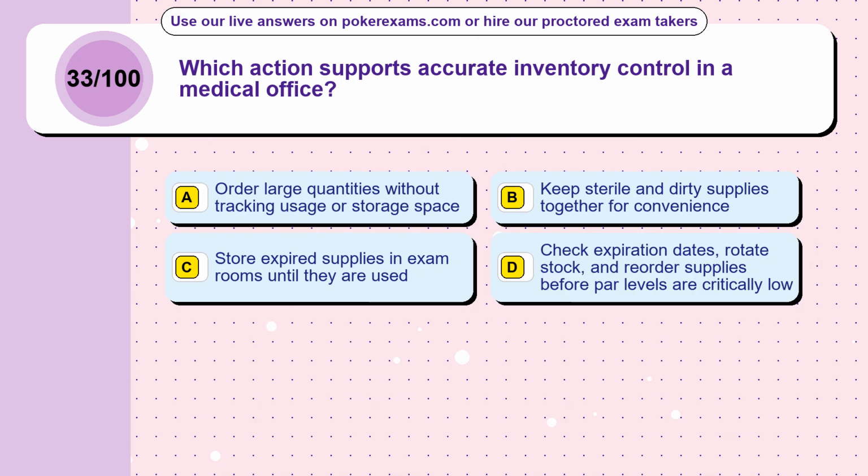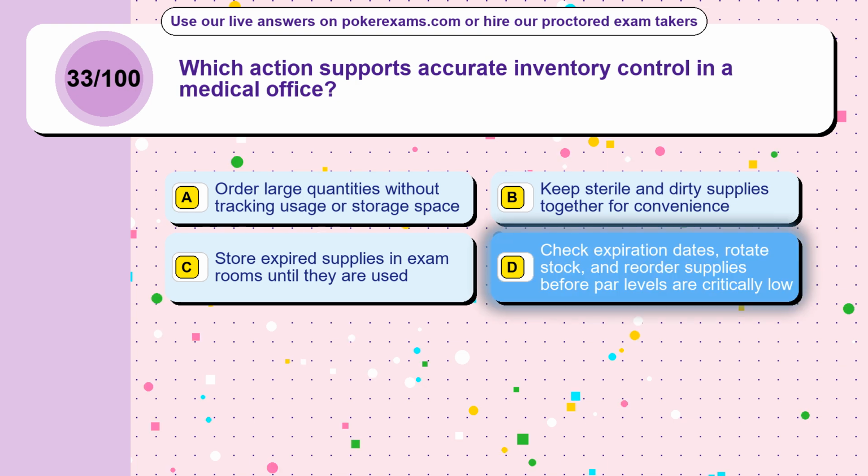Question 33. Which action supports accurate inventory control in a medical office? Option A. Order large quantities without tracking usage or storage space. Option B. Keep sterile and dirty supplies together for convenience. Option C. Store expired supplies in exam rooms until they are used. Option D. Check expiration dates, rotate stock, and reorder supplies before par levels are critically low. The correct answer is option D. Check expiration dates, rotate stock, and reorder supplies before par levels are critically low.